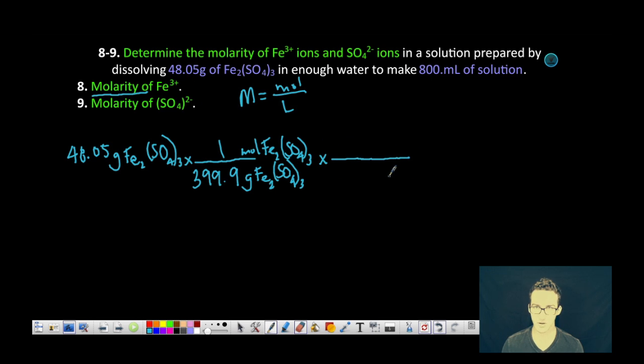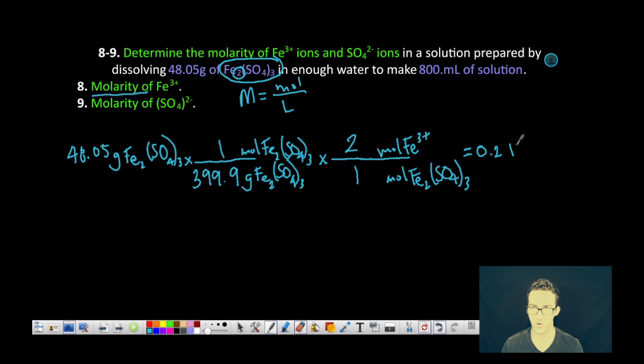So our next step is to go from moles of iron 3 sulfate to moles of iron 3 ion. And to figure out this relationship, you just have to look at the formula for iron 3 sulfate. For every one of these, there are 2 iron 3 ions. So 2 for every one of these. And when we solve this, using my incredible mathematical skills, we get 0.2403 moles of the iron 3 ion.